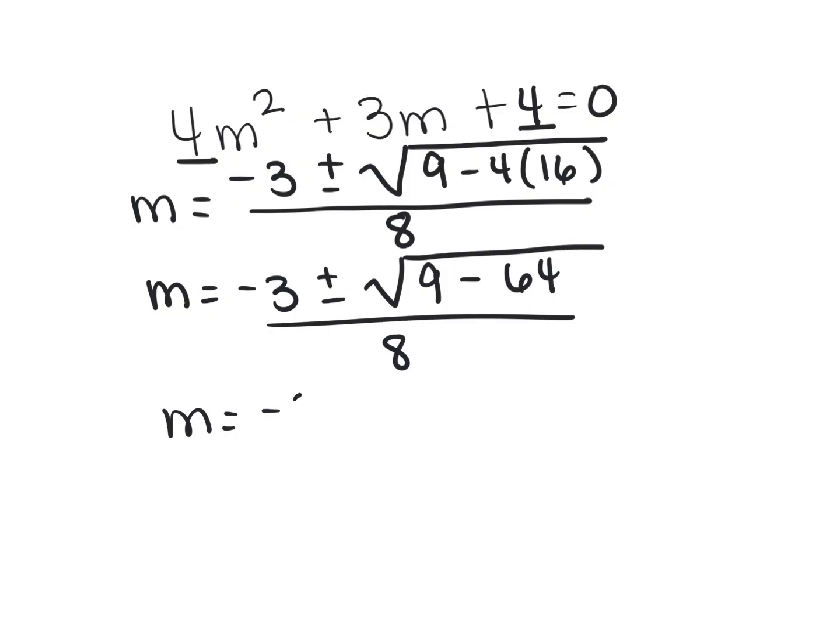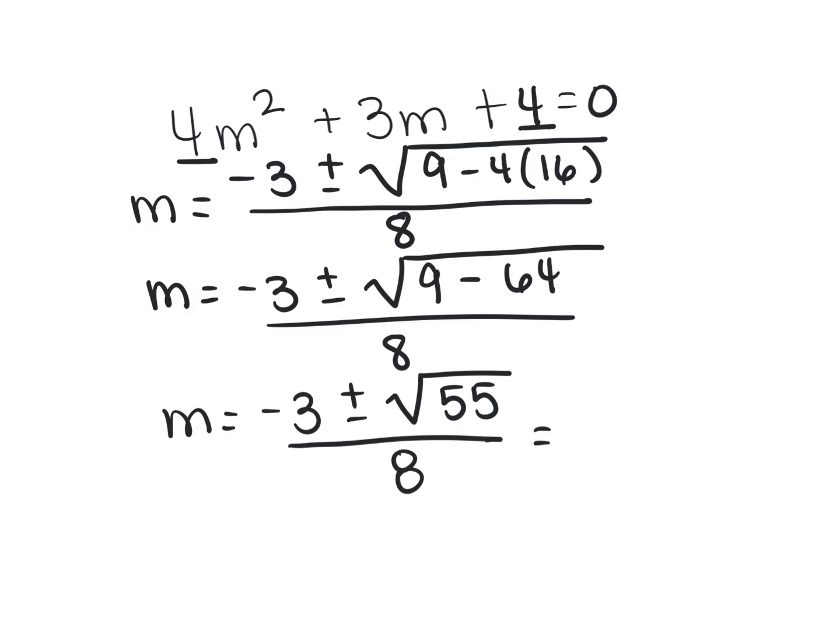So m is equal to negative 3 plus or minus the square root of 55 over 8. And the square root of 55 will not simplify or reduce in any way, so you can write it like this. If it wants it separated, it would be negative 3/8 plus or minus the square root of 55 over 8. I don't think it's that picky online.